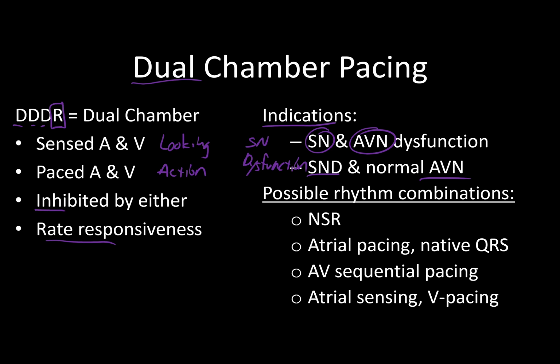What this comes down to for us when we're doing interpretation is realizing that this patient can have any one of these combinations on a single strip. They could be in a normal sinus rhythm, potentially. They could have atrial pacing, but a native QRS. They could have AV sequential pacing, where you're pacing both the atria and the ventricle. Or you could have atrial sensing, and you've got a normal P wave, but then it kicks in and causes V pacing. And that's what makes these so cool, is that it can do almost everything you could possibly want it to do.